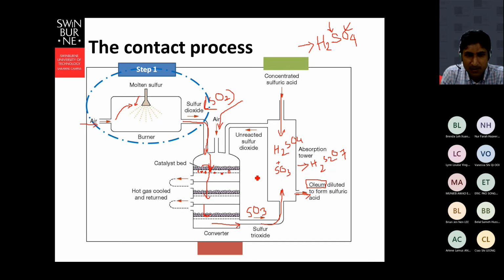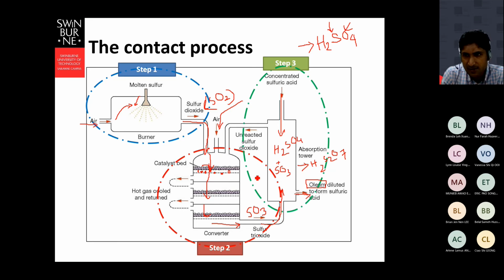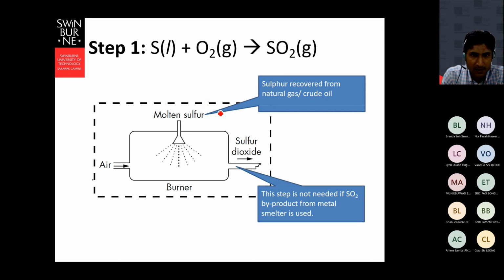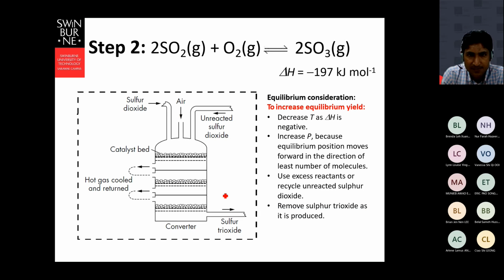This is a very simple way of describing that. So here it is, molten sulfur, and it reacts with oxygen. We can find the sulfur from natural gas or crude oil, or from mining, and then sulfur dioxide is produced. Sulfur dioxide and oxygen produce sulfur trioxide, and it's an exothermic reaction.